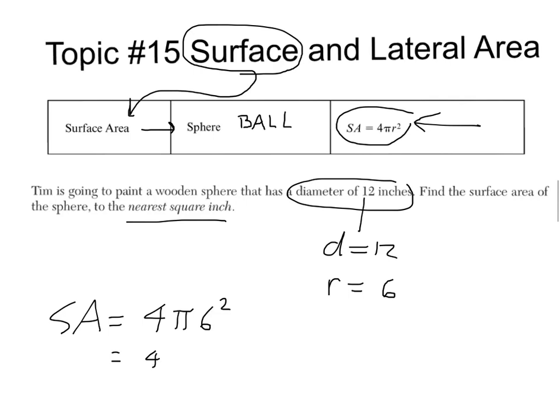The answer would be to the nearest square inch. Well, since it comes out to be 452.38, when I round to the nearest square inch, it'll be 452 square inches.